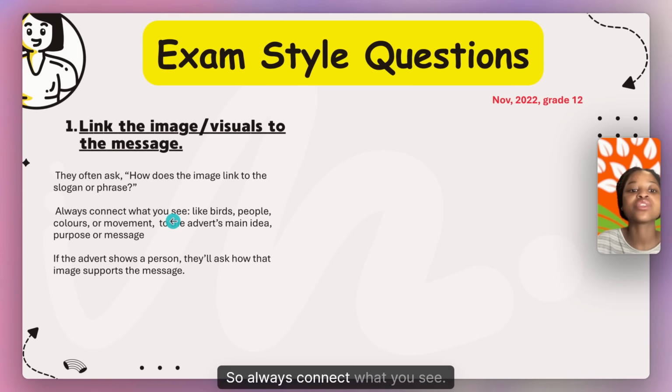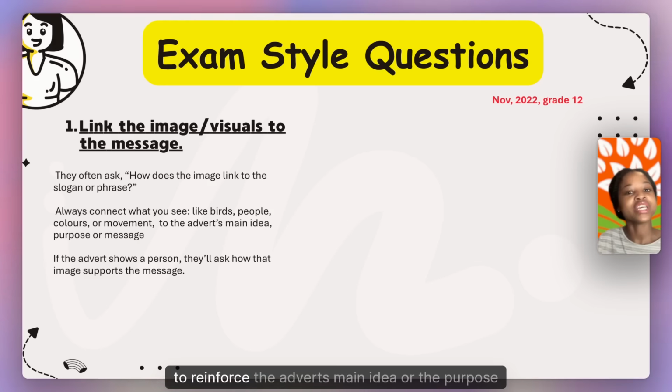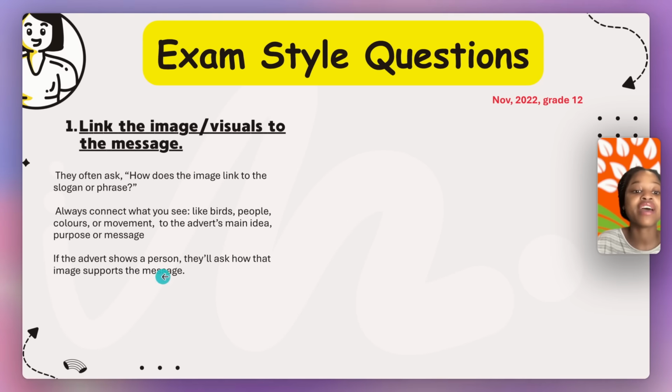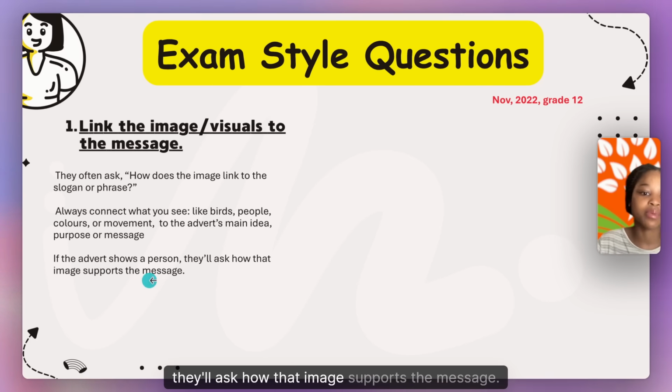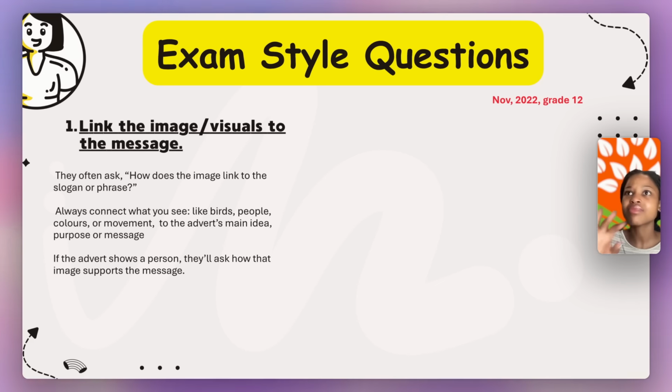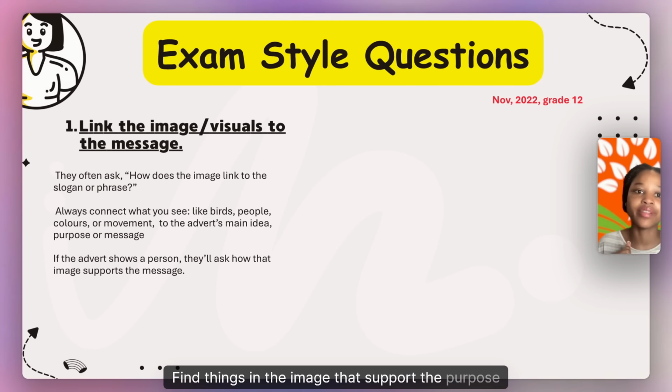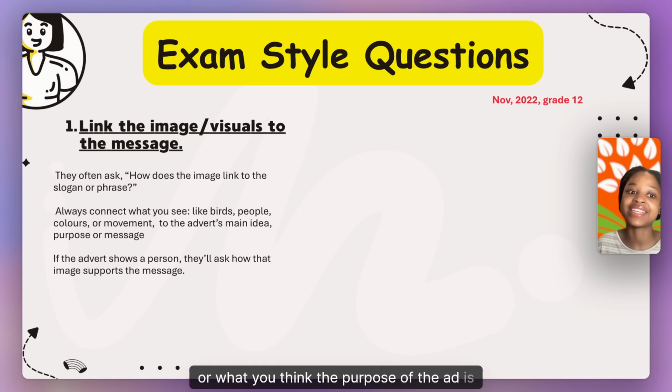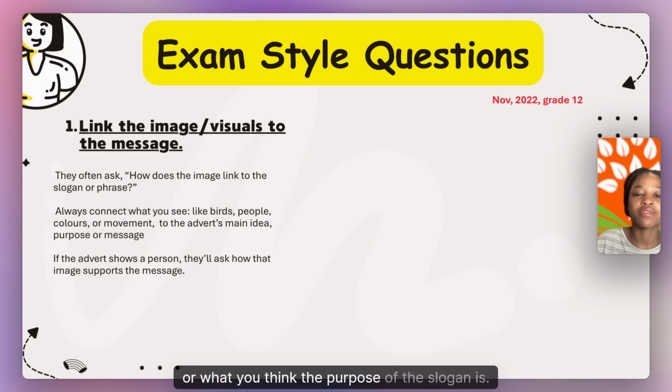So always connect what you see, if you see birds in the ad, if you see people, colors, or movement, to the advert's main idea. What is the person in the picture doing to reinforce the advert's main idea or the purpose or the message? If the advert shows a person, they'll ask how that image supports the message. So you need to look out for these kinds of questions and know how to answer them. All you have to do is link the image, find things in the image that support the purpose, or what you think the purpose of the ad is, or what you think the purpose of the slogan is.